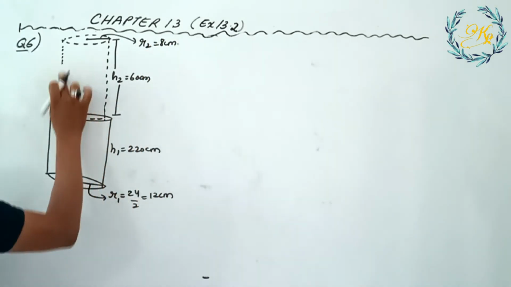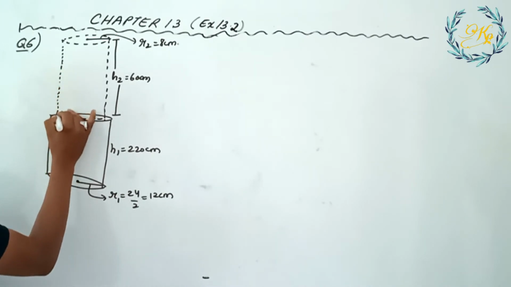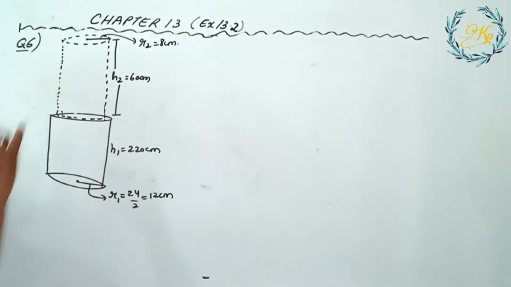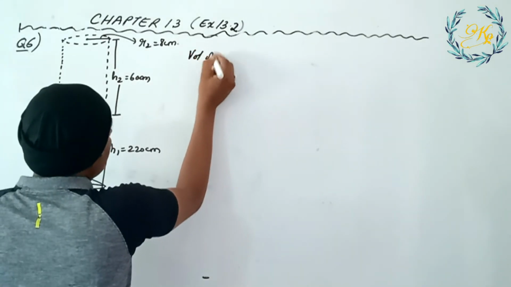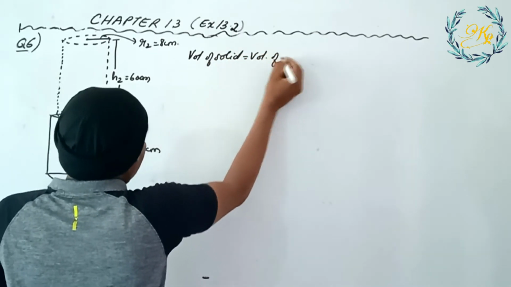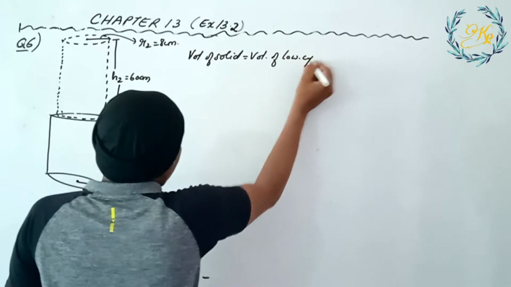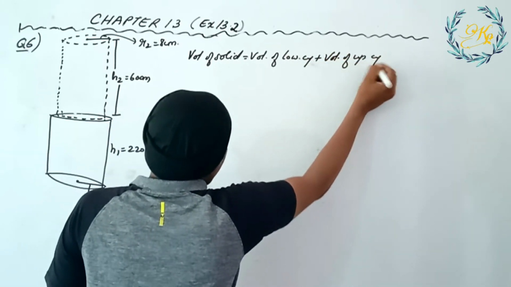Now what are we supposed to find? Here we are supposed to find the mass of the total iron that is used in it. It is given that 1 centimeter cube of iron has approximately 8 grams of mass. The value of pi is given to us. So first of all we will find the volume of solid, which is equal to the volume of the lower cylinder plus the volume of the upper cylinder.